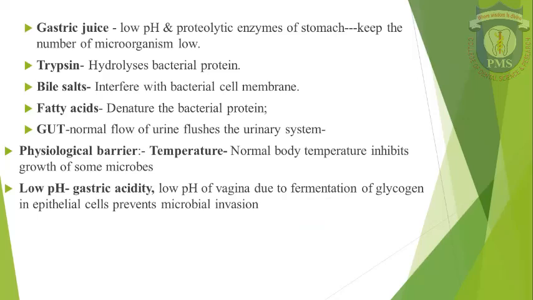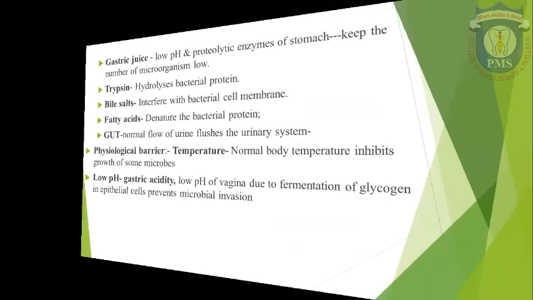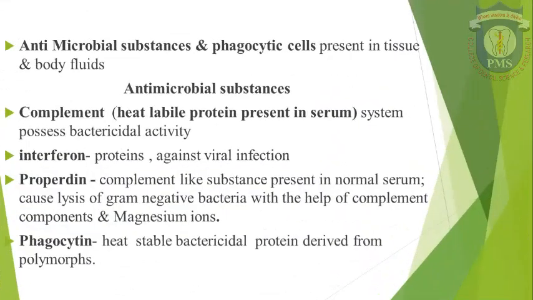Physiological barriers include temperature and low pH. The normal body temperature inhibits the growth of some microbes, and the low pH, mainly in the gastric juice, that is gastric acidity, and the low pH of the vagina due to fermentation of glycogen in epithelial cells prevents microbial invasion. Next, we will move on to antimicrobial substances and phagocytic cells.